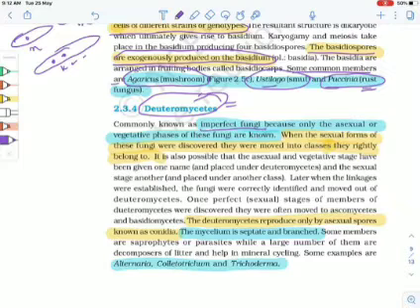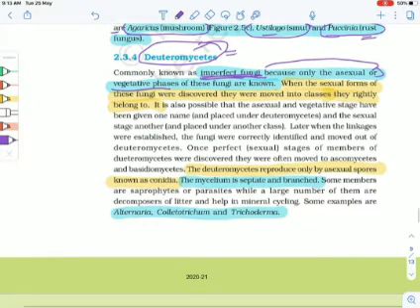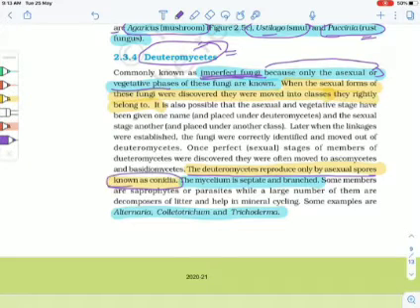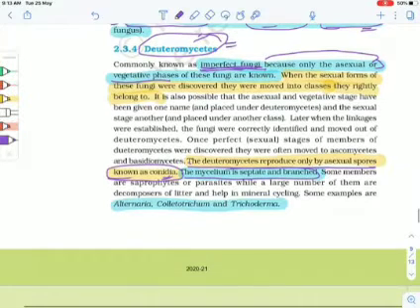Now see, the fourth class, that is Deuteromycetes. Deuteromycetes are also known as imperfect fungi because sexual reproduction is absent here. They reproduce only by asexual means or vegetative reproduction. Deuteromycetes reproduce only by asexual spores known as conidia. So in case of Deuteromycetes, the asexual spores are the conidia, as in the Ascomycetes. The mycelium is septate and branched, right?